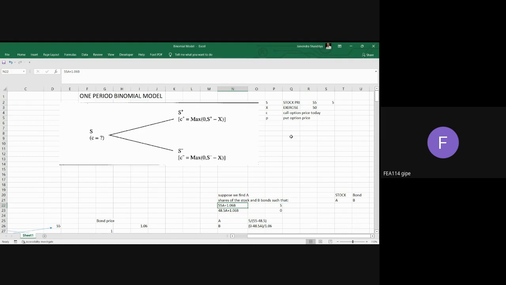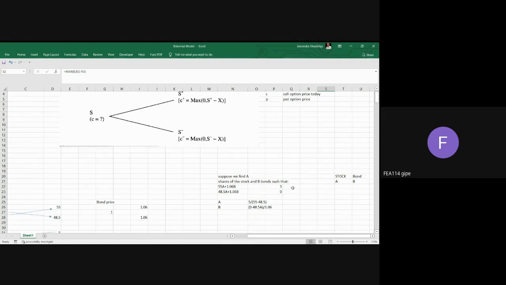If by any chance the stock goes down, this becomes 48.5 and this value becomes 0. So exactly in the second situation, 48.5A is the price of your A stocks, and the bond will again give you the same value, 1.06B, but here this should be equal to 0. Why? Because your lattice is returning you 0, as you can see here. When the stock goes down to 48.5, with the exercise price remaining the same, your call value is going to be 0. So these are the two equations we are going to use.